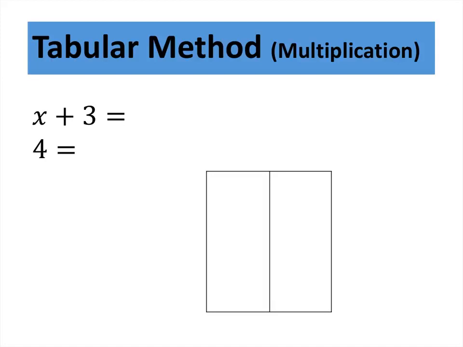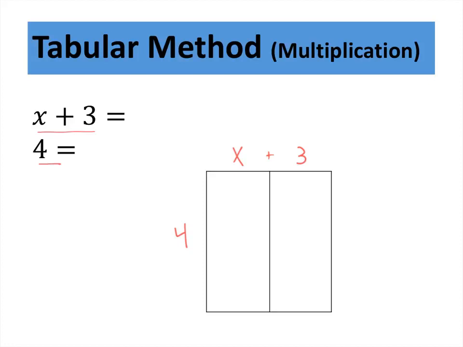So why is this useful? Well, we can break down any polynomial into its elemental parts. So here I've got x plus 3. We're going to make that the length x and 3. And then the height of this is going to be 4. And so when I multiply these things, I'm looking for the area of this box. So this side length is x, and this side length is 4.